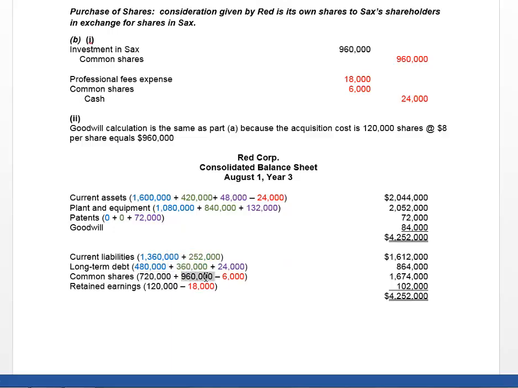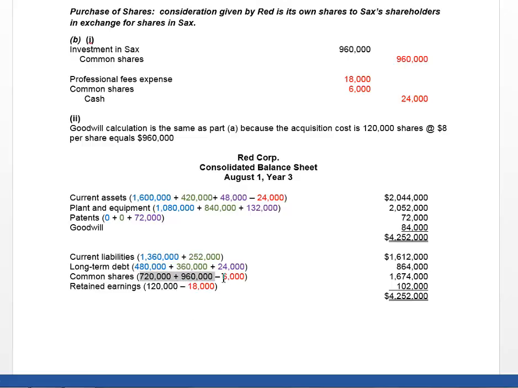Now what they've done is the shareholders of Saks are also in this illustration. They are shareholders in Red now. So the additional shares that were issued to affect the business combination, as we saw here, these are the shares of Red that were issued to the shareholders of Saks in order to get their shares. So this amount here of 720 was the total dollar value of all the shares issued before the business combination by Red to its shareholders. The 960,000 represents the shares issued by Red to its new shareholder group, Saks' shareholders.